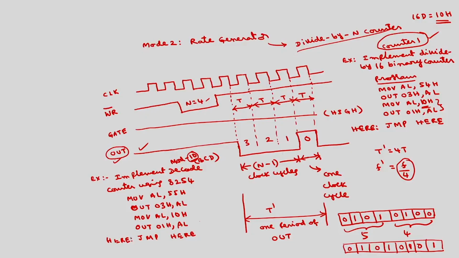So this is about mode 2 operation, which is a rate generator. Basically we can divide the frequency by any factor. This type of frequency division is useful in microprocessors also. The microprocessor operates at higher frequencies, and if I want a peripheral device which can operate at lower frequencies, we can directly take the microprocessor clock and pass it through these divide by n counters to generate the lower frequencies. So the remaining 3 modes we will discuss in the next class.